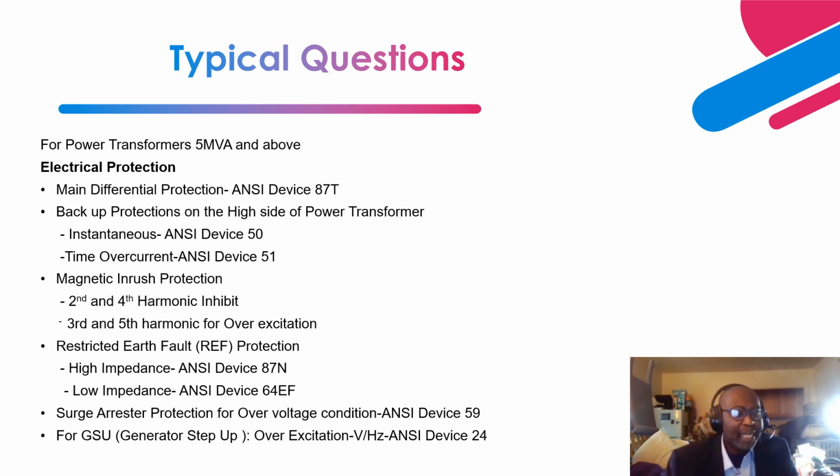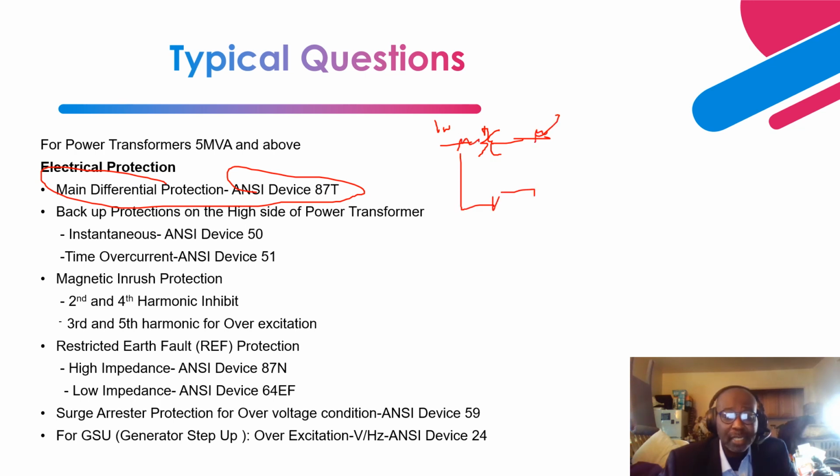The first is the main differential protection, and like I explained for the generator differential protection, it's the same philosophy. You have a transformer with an in and an out. You have a CT here and a CT here, connected to a differential relay element that takes a differential and, based on a set point, activates.